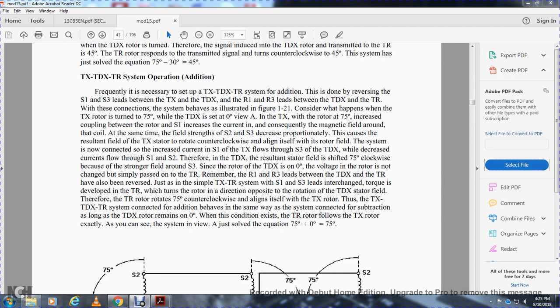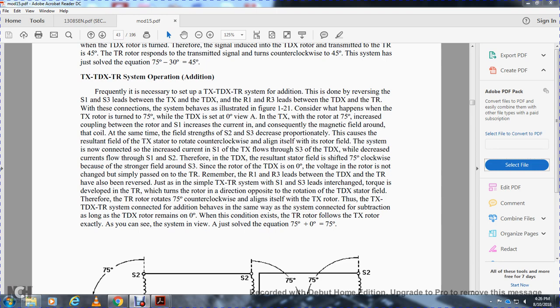Therefore the torque receiver rotates the standard 75 degrees counterclockwise, along with itself and the torque transmitter. The torque transmitter with the torque differential transmitter and the torque receiver system connected with the addition behaves the same way as the system connected with subtraction. With the torque differential transmitter rotor remaining at 0 degrees, the condition exists for the torque receiver rotor to follow the torque transmitter rotor exactly.